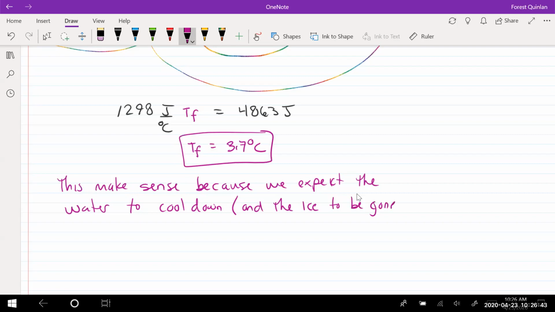Forrest. Yes. I don't know if it's just me, but it just seems like the water drops in temperature a lot. Is it just because it takes a lot of energy to melt the ice? That is correct.